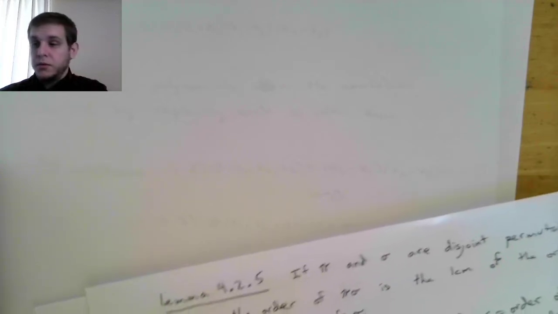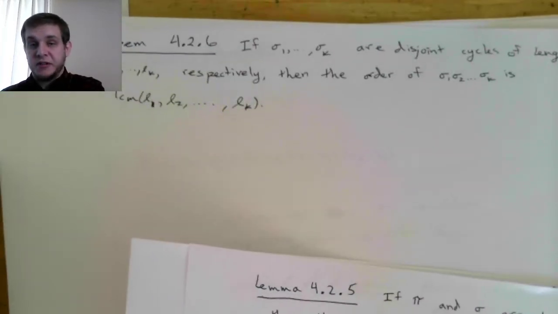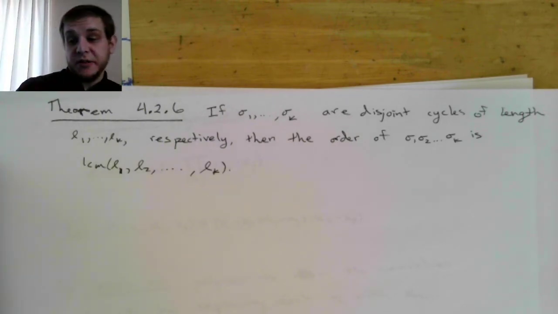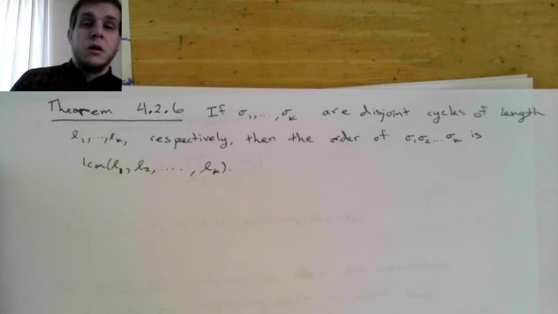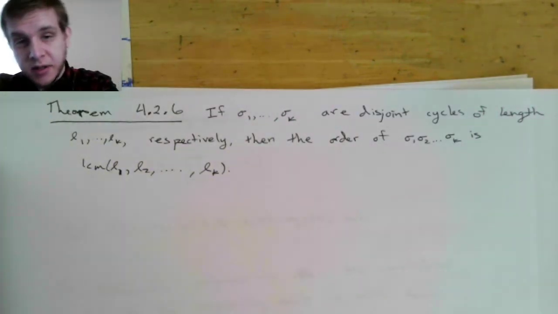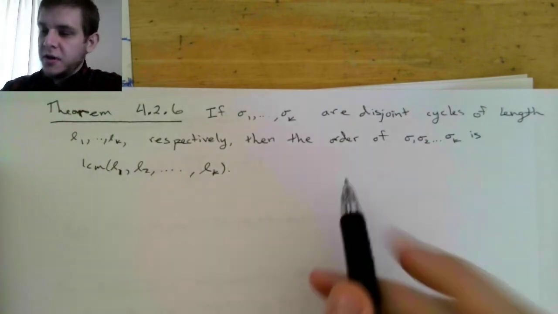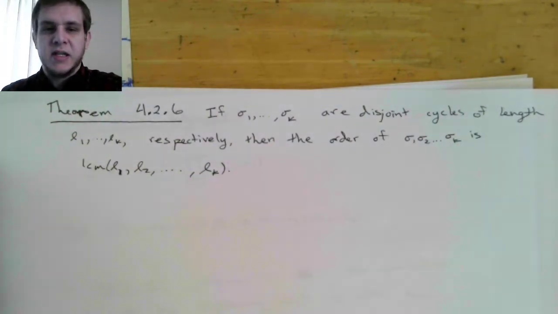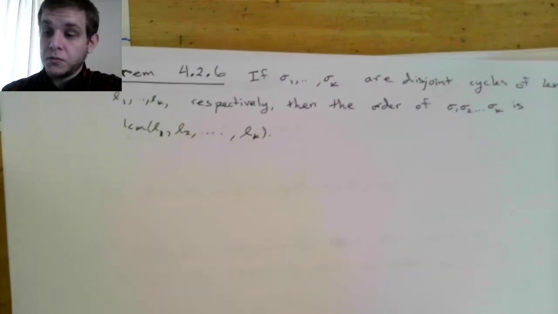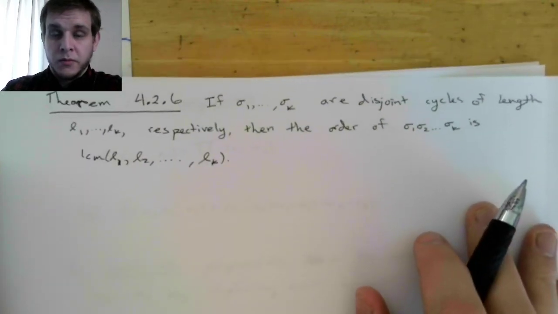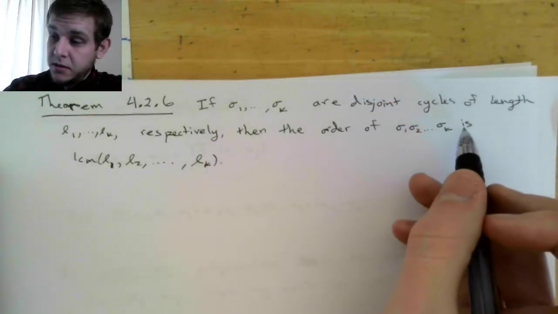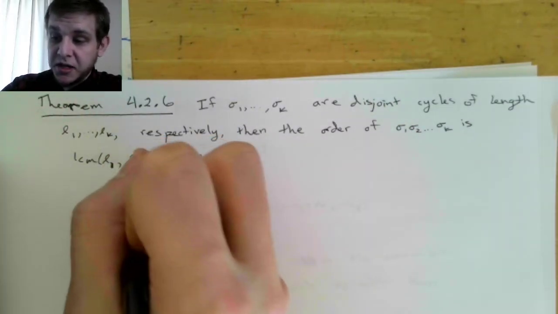And now we are ready to prove the main theorem of this section. One of the main theorems, I should say. So what does this theorem say? It says that if you give me a collection of disjoint cycles of given lengths, then the order of this long product is this least common multiple of the lengths of the cycles. Well, how do I prove this theorem? Well, maybe you can guess. It's going to be by induction.